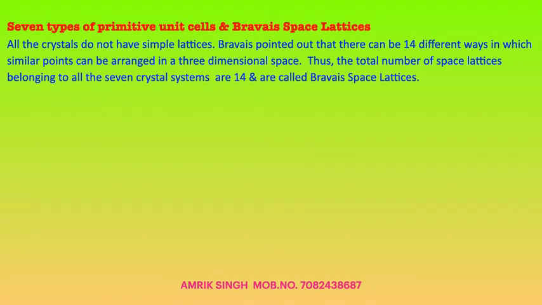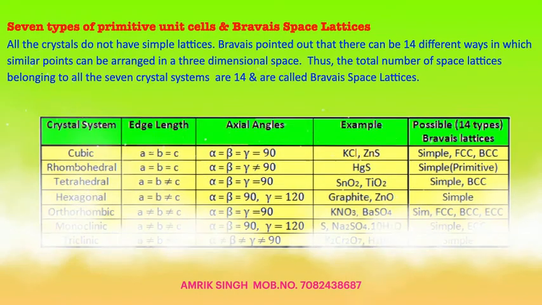Seven types of primitive unit cells and various space lattices. All the crystals do not have simple lattices. Bravais pointed out that there can be 14 different ways in which similar points can be arranged in three-dimensional space. Thus, the total number of space lattices belonging to all seven crystal systems is 14, and these are called Bravais space lattices, as shown in the table.